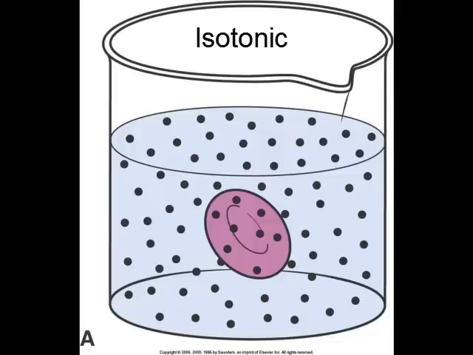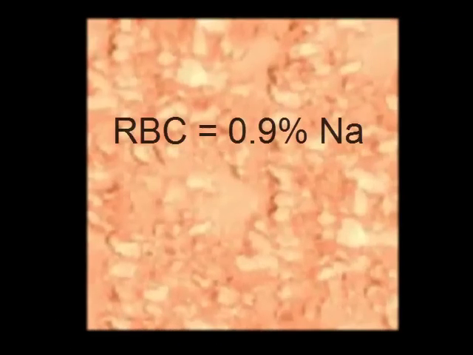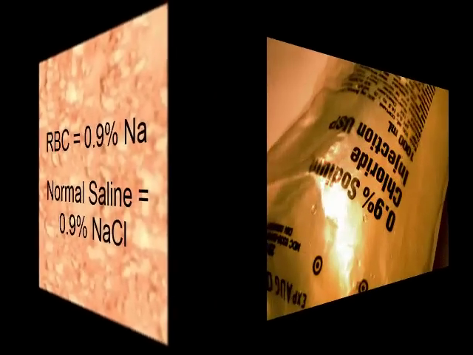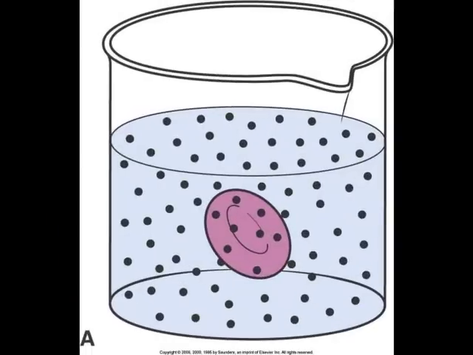A red blood cell has a sodium concentration of 0.9% sodium. Normal saline has a concentration of 0.9% sodium because that's what a blood cell contains. So normal saline is isotonic to blood cells. All right, so if these little black dots represent sodium, then the concentration of sodium outside the cell is the same as the concentration of sodium inside the cell.